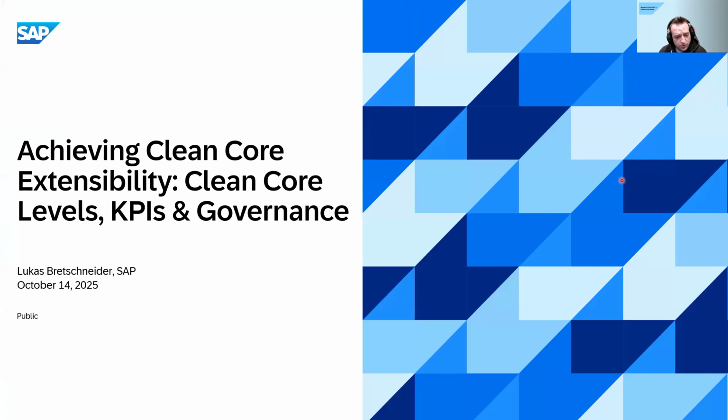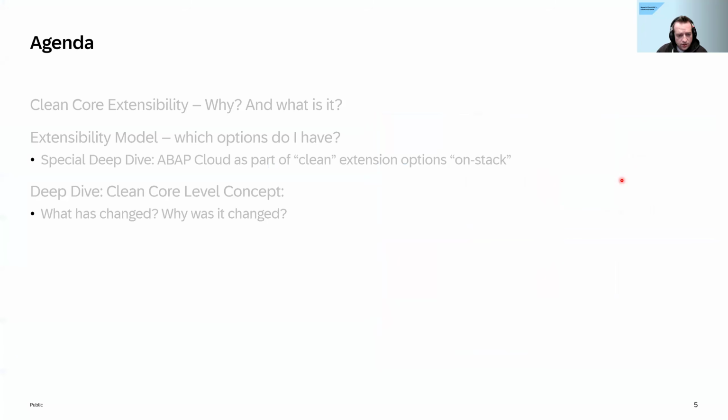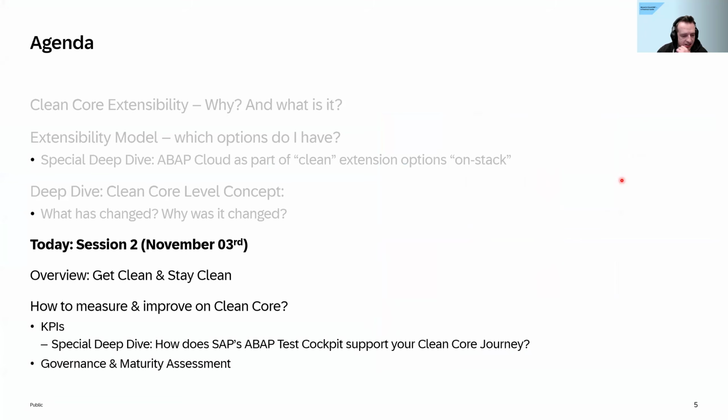Today we dive a bit deeper into the topic of clean core. This was the last time's agenda, and today we want to build on this. Last time we talked about what clean core and extensibility are, and why we have this specialty. We talked about ABAP Cloud, a crucial part of our extensibility model and the cleanest option that we have on the stack. That's why we dived into how to do that and how to change the language version.